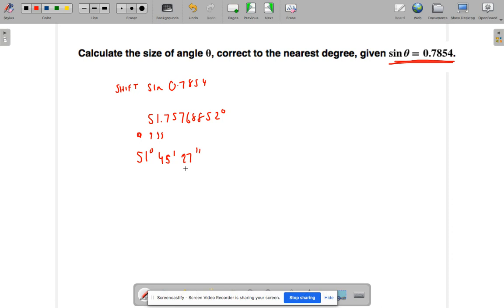Now, we're not too interested in seconds in this unit. So what happens is if that is 30 or below 30 seconds, we leave it as it is. So it would stay as 51 degrees, 45 minutes. If that had been 30 seconds or more, I would have gone up to the next minute. Because remember, there's 60 seconds in a minute. So when you're rounding here, 30 is the cutoff mark. Anything greater than 30 seconds, you take it up to the next minute. Okay, so the angle that has the sine of 0.7854 is 51 degrees, 45 minutes. We go Shift sine 0.7854, decimal answer, then press the button with the commas on it.